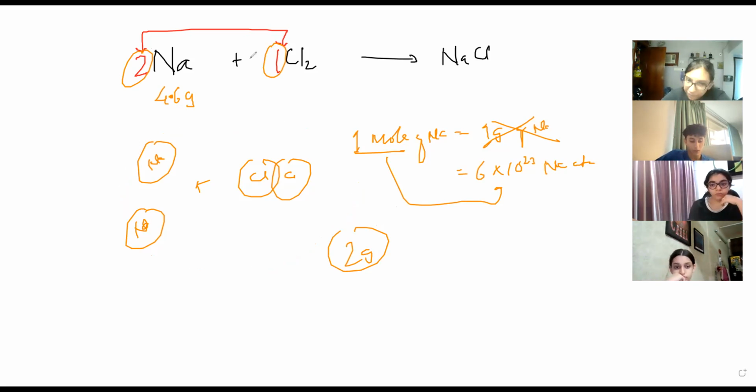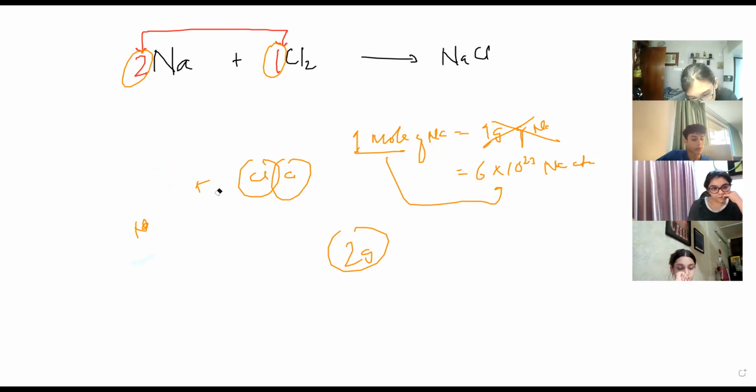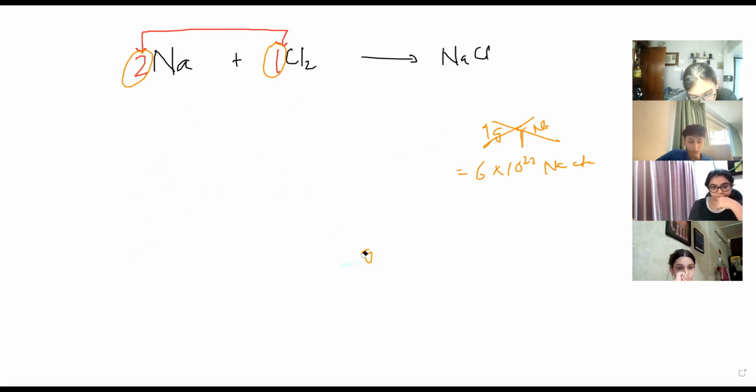So sodium and chlorine are in the ratio of 2:1, fine. But they're in the ratio of quantities, not the masses. So I can't say that if sodium is 4.6, then chlorine is 2.3. No. This is not the mass ratio. 2:1 is not the mass ratio. Has anyone still not fully understood? Let me know.